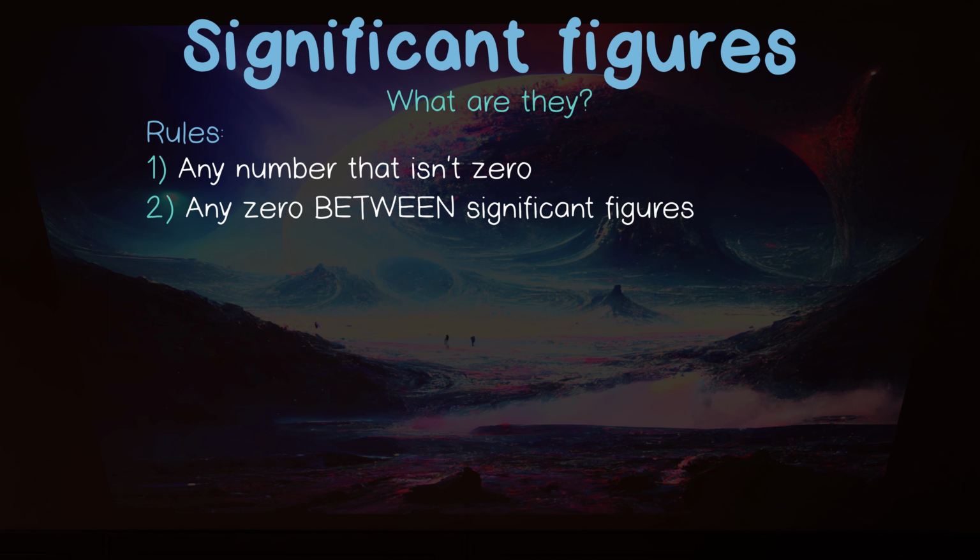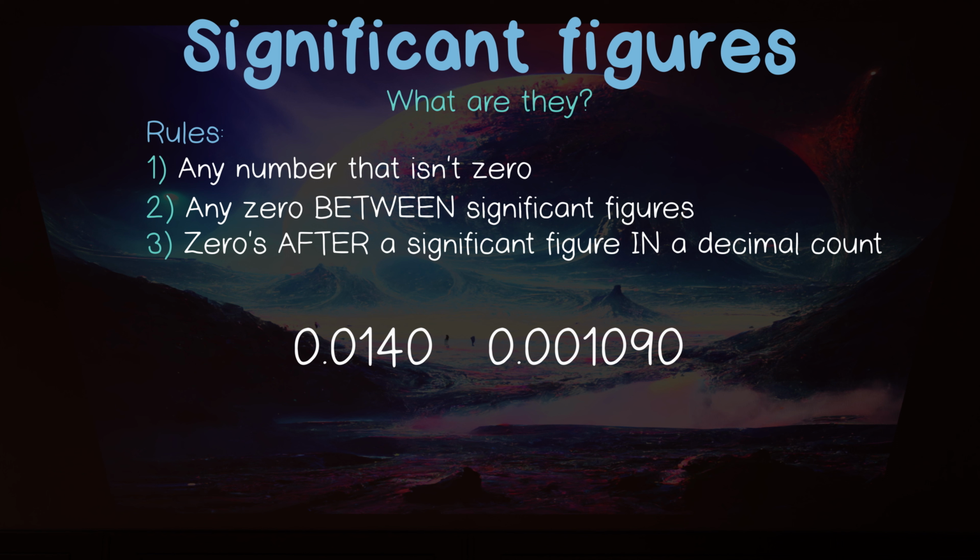Our third and final rule is that the only other time zeros count is if they are after a significant figure within a decimal. So our first 2 zeros here do not count, and then we get our significant figure, so any zeros after that will count. So in this number we have 3 significant figures, and then in our next number we ignore the first 3 zeros until we get to our 1, our first significant figure, and then everything after this will count as a significant figure, even if it's a 0.